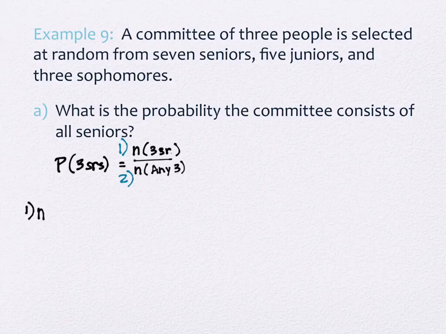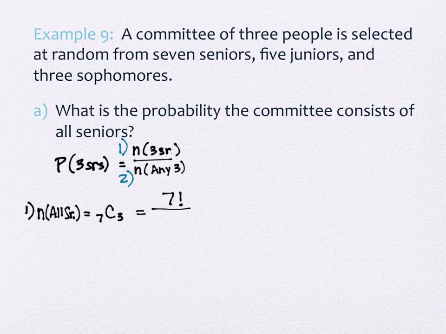The number of ways of getting all seniors. Well, how many seniors are there? 7. And how many people am I choosing? 3. Now, I didn't stop and ask you, but does it make sense that this should be a combination? Yeah, when you have a committee, it doesn't matter if you were put on the committee as the first person or the last person, you're still on the committee. So committees don't have an order mattering situation. Okay? So I have 7C3.